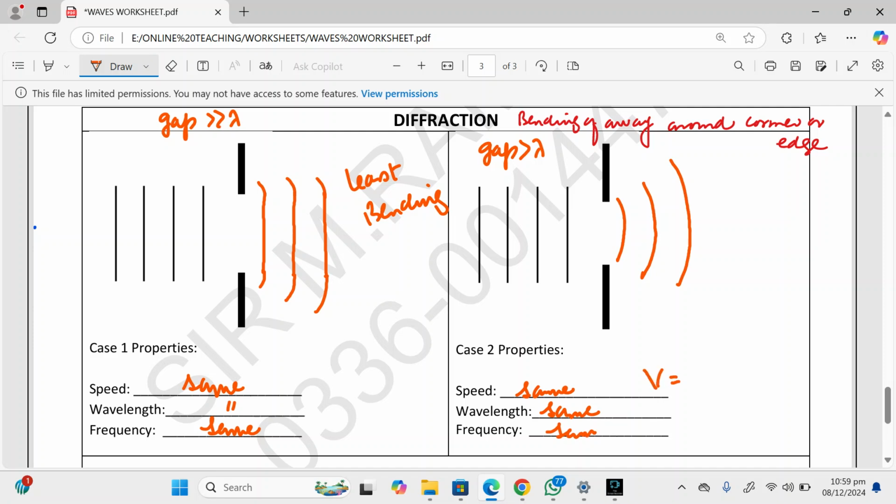We know the formula V equals f lambda. So V is directly proportional to lambda, which is the wavelength. If wavelength increases, the speed increases as well. If wavelength decreases, the speed decreases, but the frequency should be kept constant. So these are the two cases so far.